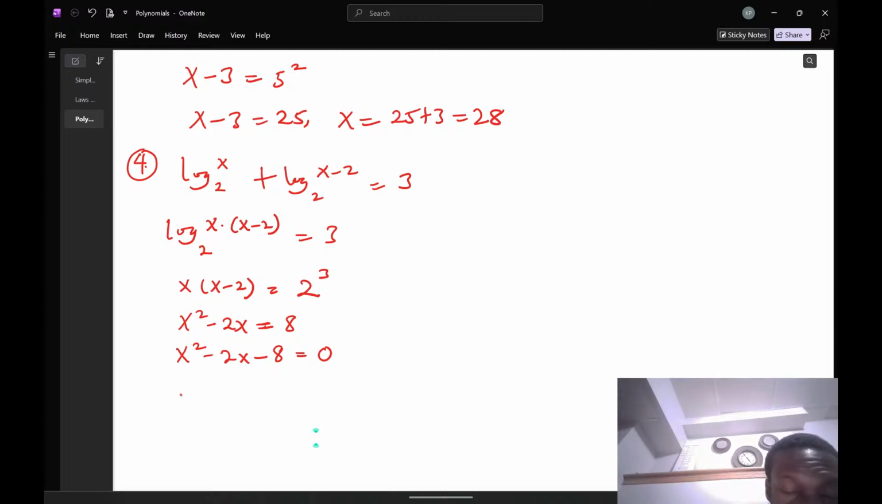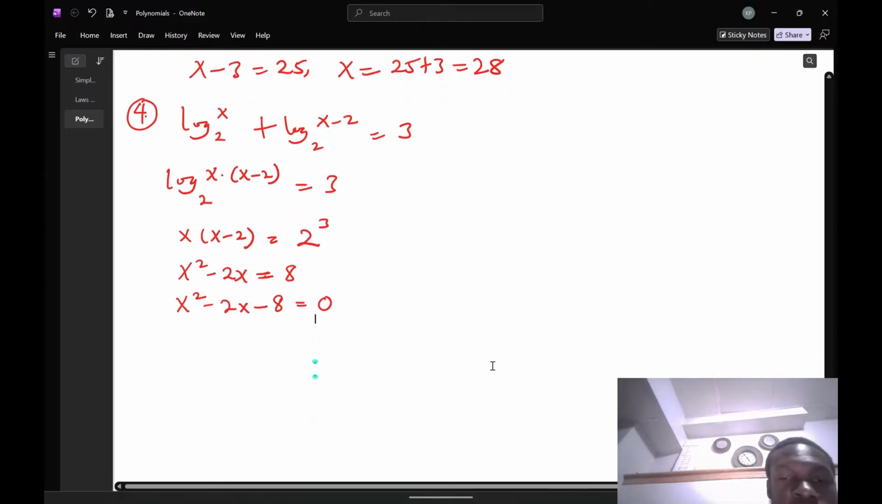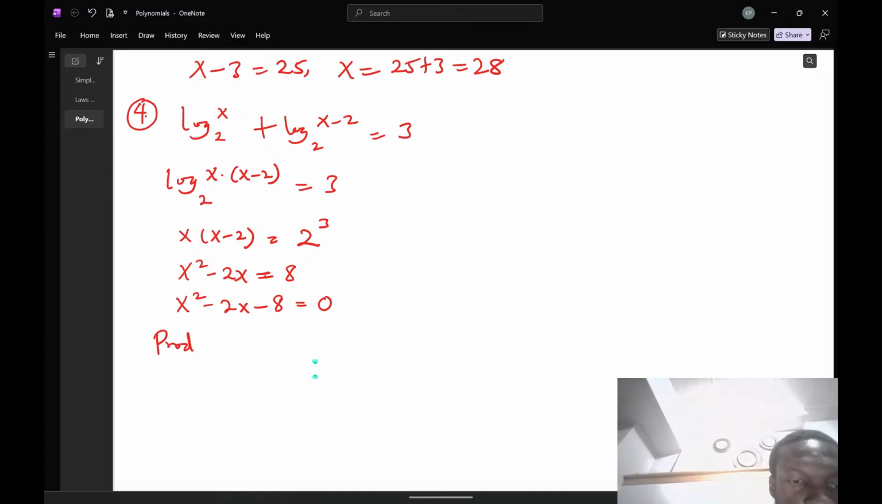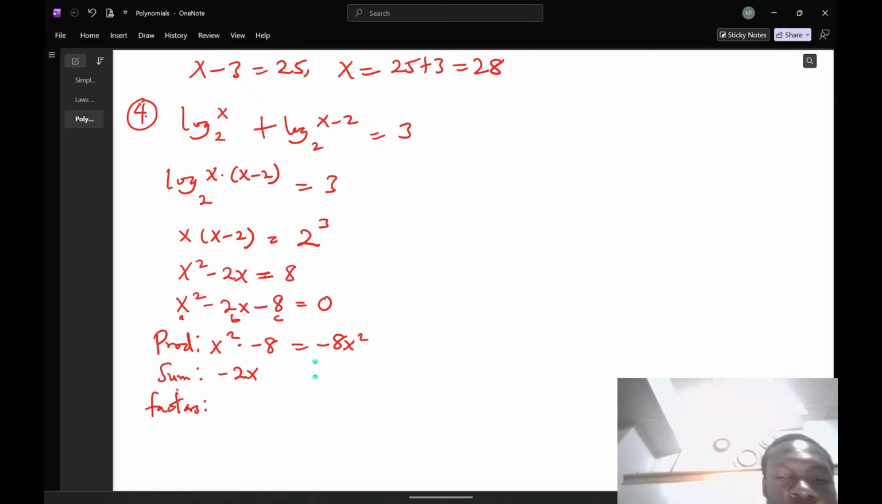So in this case, we can solve it by factorization method. So the product is a times c. This is a, this is b, this is c. So that will be x squared times minus 8, so that will be minus 8x squared, and the sum is the one in the middle, b, which is minus 2x. So now we're going to find two factors that if we multiply them together, we should get minus 8x squared, and if we sum them up, we should get minus 2x. And that's why I call it product, sum, and then the factors.